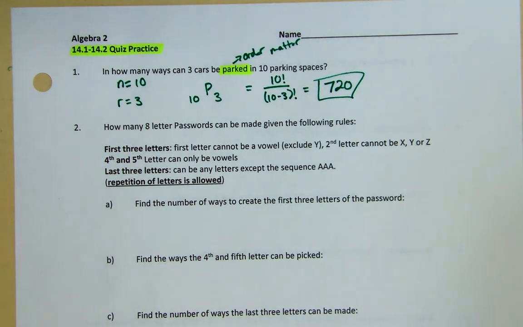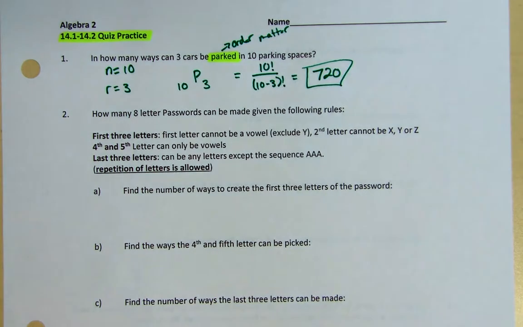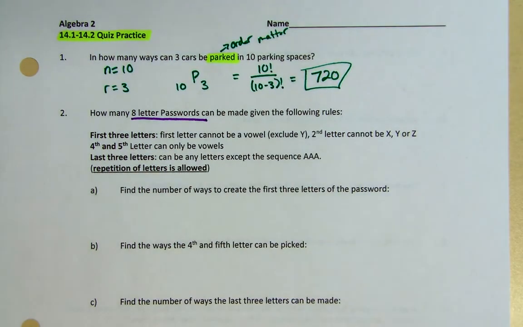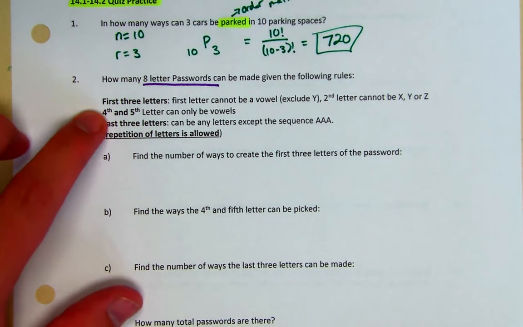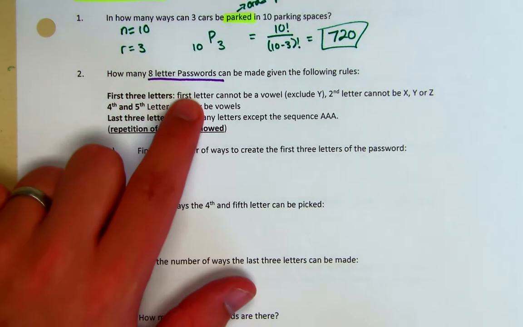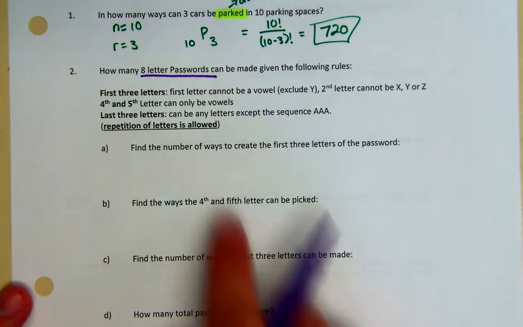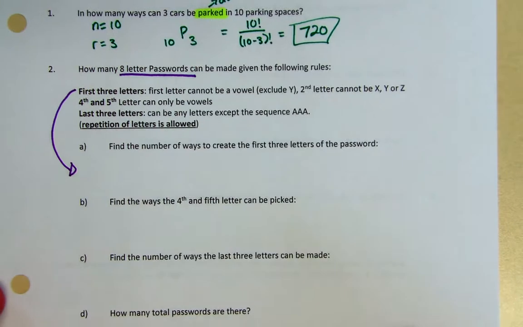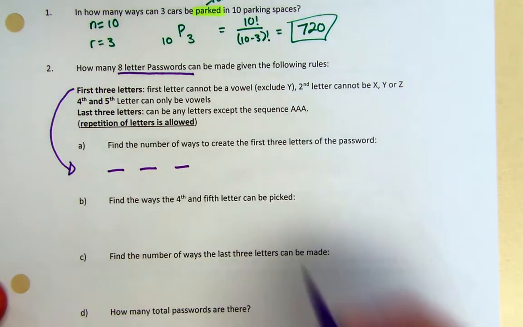Alright, the next problem has a lot of parts to it. We need 8-letter passwords, and we need to know how many we can have given the following stipulations. This breaks down some rules, and then we've got parts. The first letter can't be a vowel, the second letter cannot be X, Y, or Z. This goes with A: find the number of ways to put the first 3 letters. So put some slots here, 1, 2, 3.